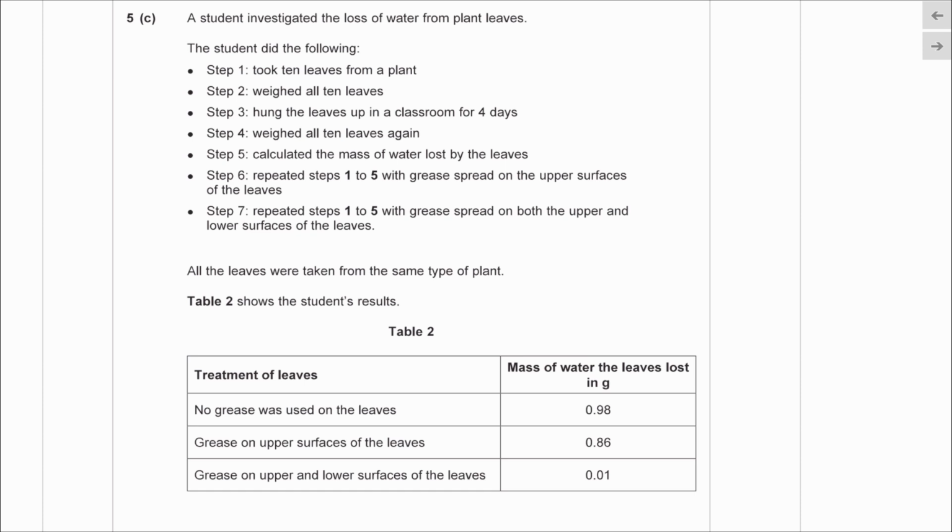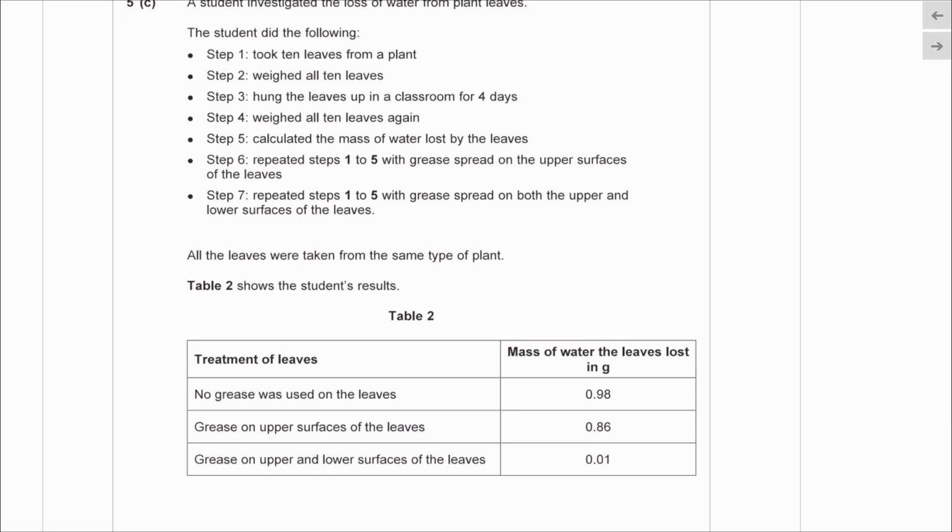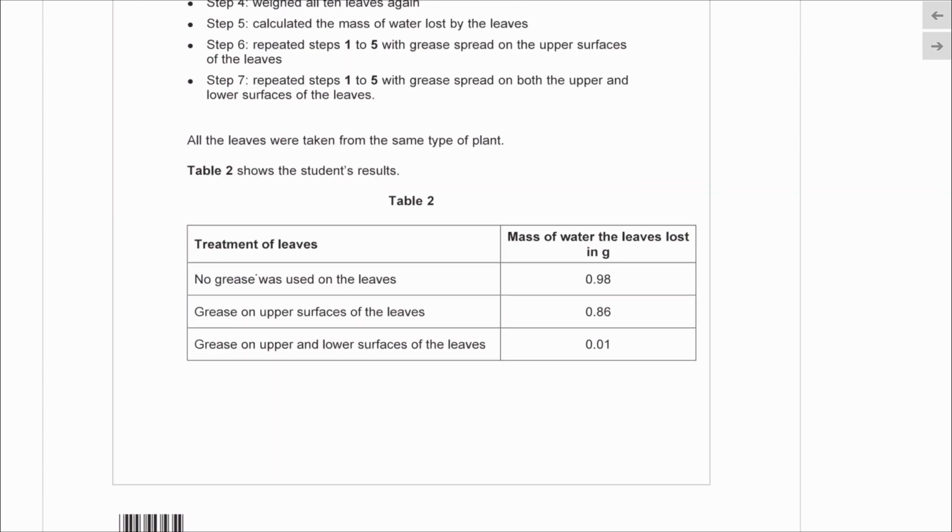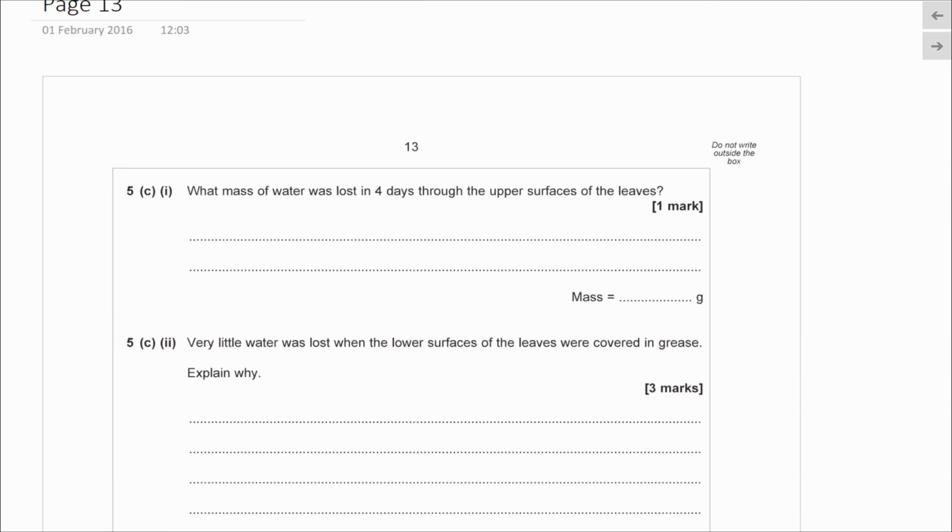6, repeated those steps with grease spread on the upper surfaces. And step 7, repeated again with grease spread on both the upper and lower surfaces. All right. All the leaves were taken from the same type of plant. Now, it says here we have the mass of water lost in grams, and we have 0.98 for no grease, 0.86 for grease on upper surface, and 0.01, right, for grease on the upper and lower surfaces. All right, let's have a look at the questions.